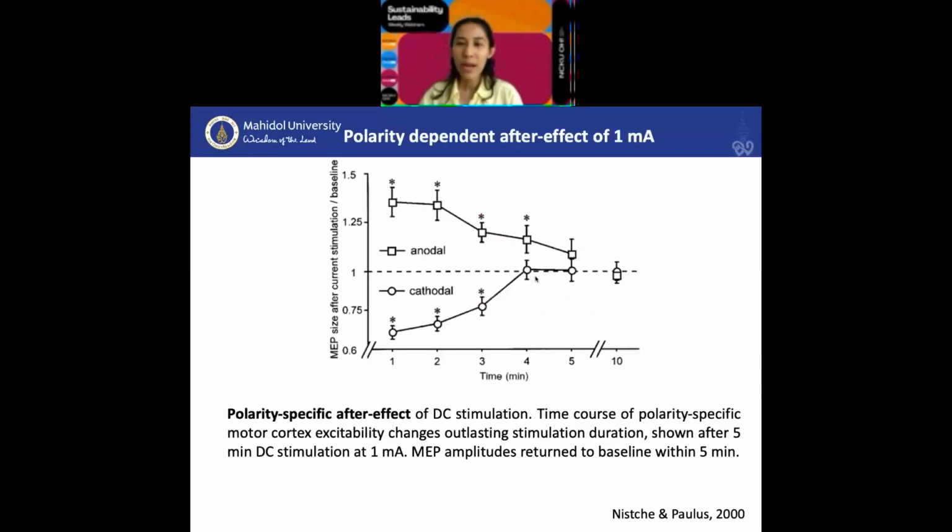Okay, that study is the pioneer study. They also found the after effect after 1 milliampere of anode and cathode, and they found that it is polarity dependent too. It means that if anode increases cortical excitability, the after effect is like that. And for cathode, if cathode decreases the cortical excitability, the after effect is like that too. But again, you need to keep in mind that it is limited to 1 milliampere. I will show you later what happened.